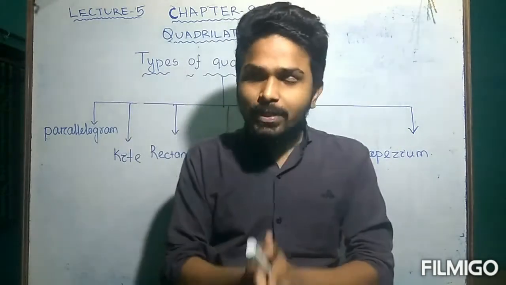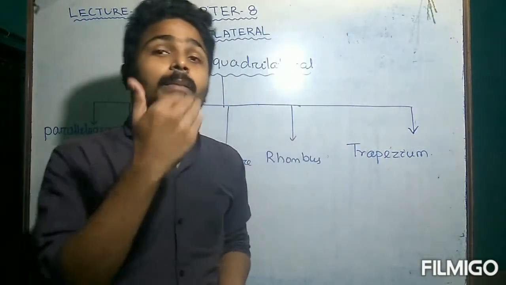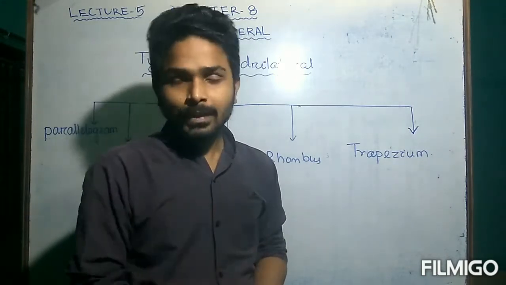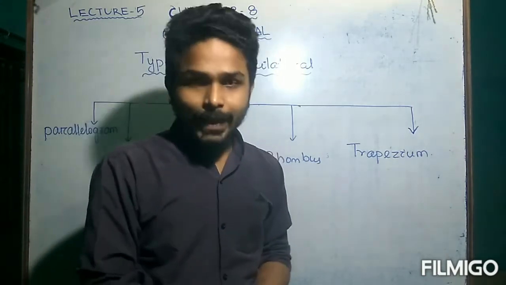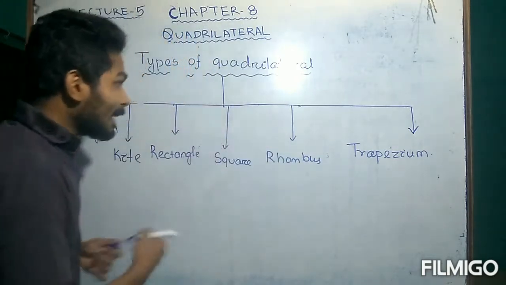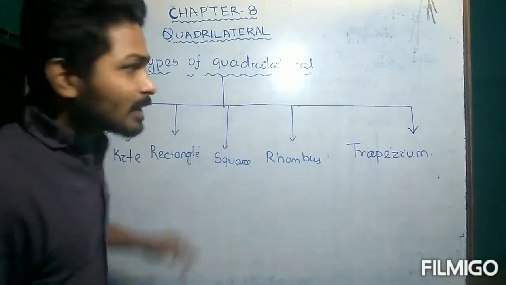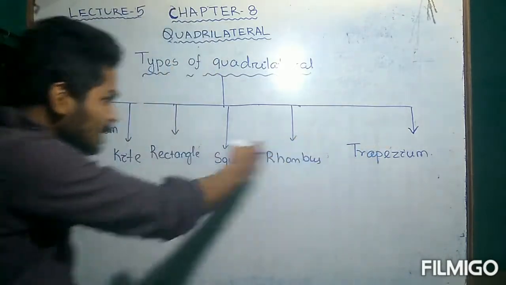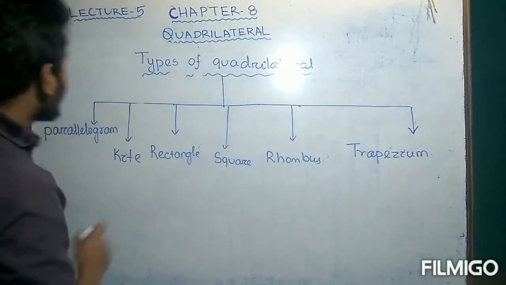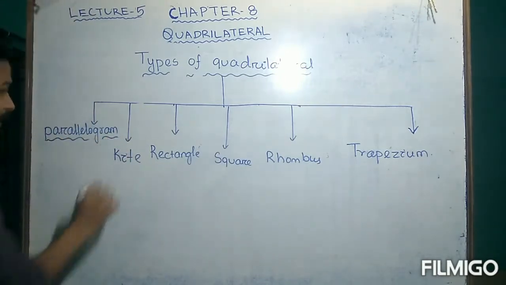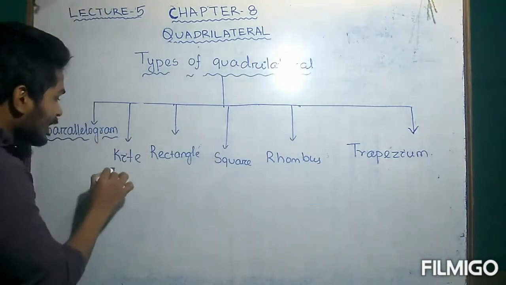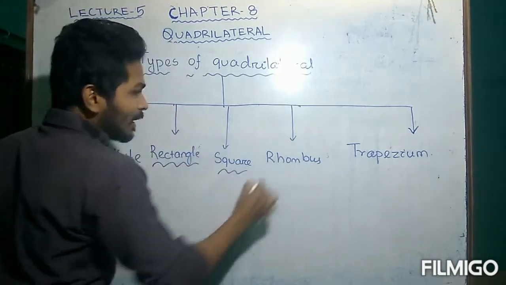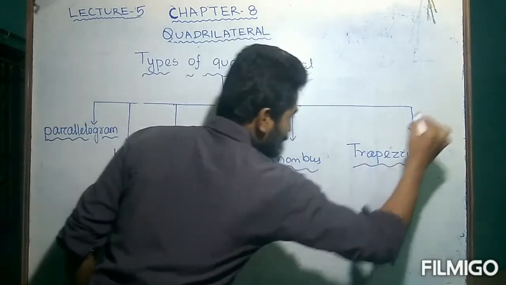Okay, so except these two types of quadrilateral, there are also some other types of quadrilateral on the basis of different properties. What are they? This is our matter of discussion. According to the various properties, quadrilaterals are of 6 types. How many types? They are of 6 types. So what are they? The first one is known as parallelogram. Second is kite. Then third is rectangle, square, rhombus and trapezium.